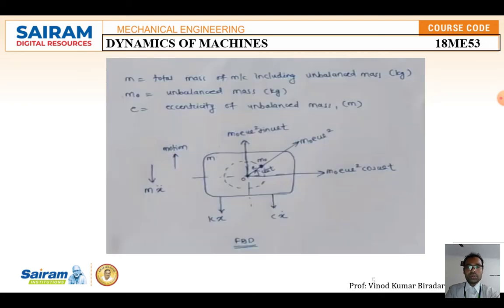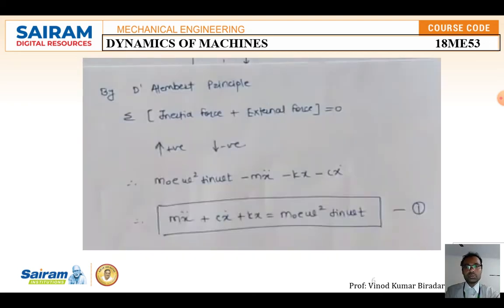Now, according to D'Alembert's principle, the summation of inertia forces plus external forces is equal to 0. Upward forces are considered positive and downward forces negative. So m naught e omega square sin omega t minus m x double dot, the inertia force acting downward, minus kx minus cx dot equals 0. Transferring the negative terms to the right-hand side, m x double dot plus c x dot plus kx is equal to m naught e omega square sin omega t. This is equation number 1.